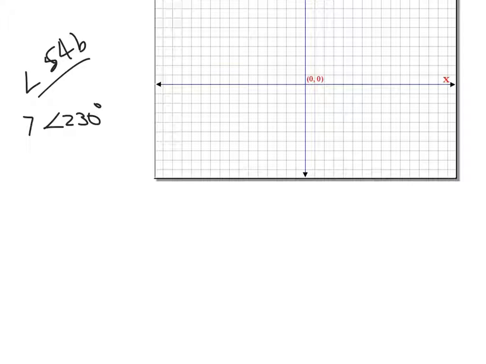230 degrees. Let's see, that's 180 degrees, so that'd be another 50 degrees here, right? So that's 7 long, and that's 230 degrees. Okay, so let's draw our triangle, and we're looking for those two red lines. So we're looking for our x and we're looking for our y value.